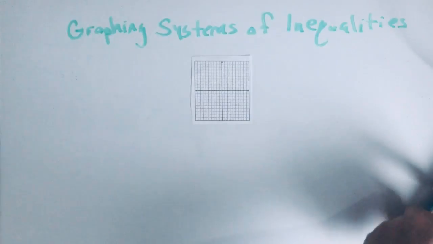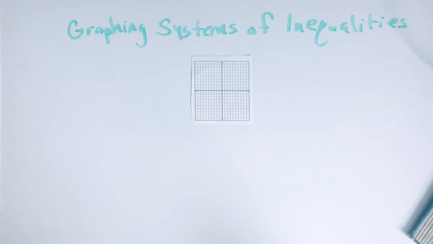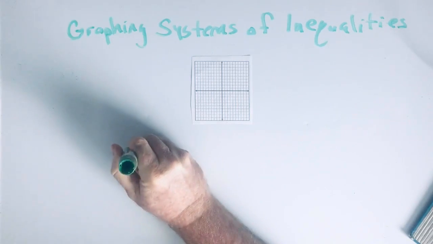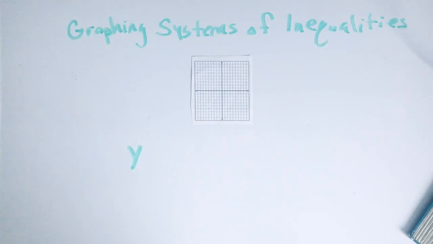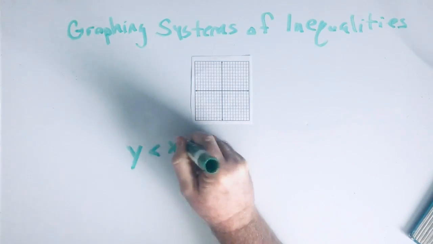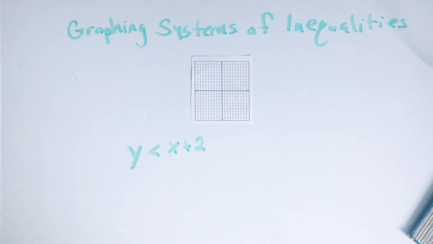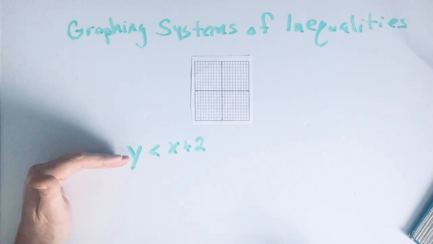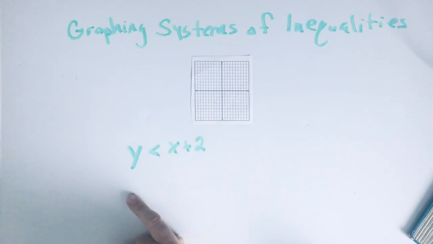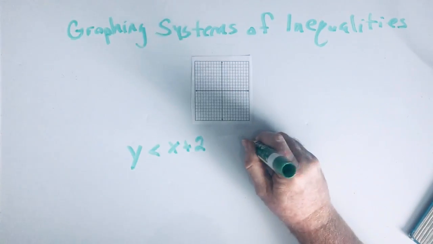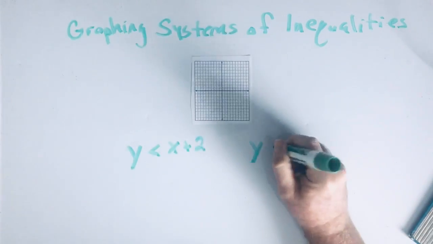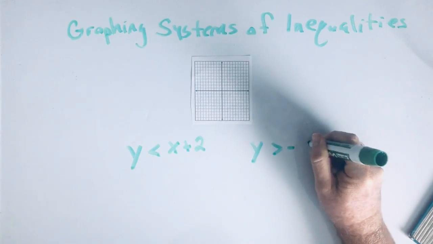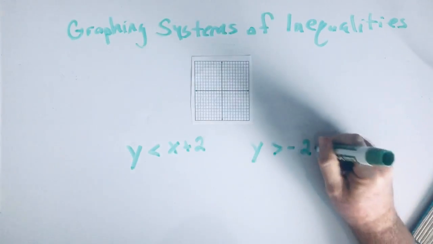Okay, so we're going to start off with our system of inequalities, and let's say I have two linear inequalities. So we'll have y is less than x plus 2, and your textbook is probably going to have this with one right underneath the other, but I'm going to write them side by side. So the other one is going to be y is greater than negative 2x minus 1.